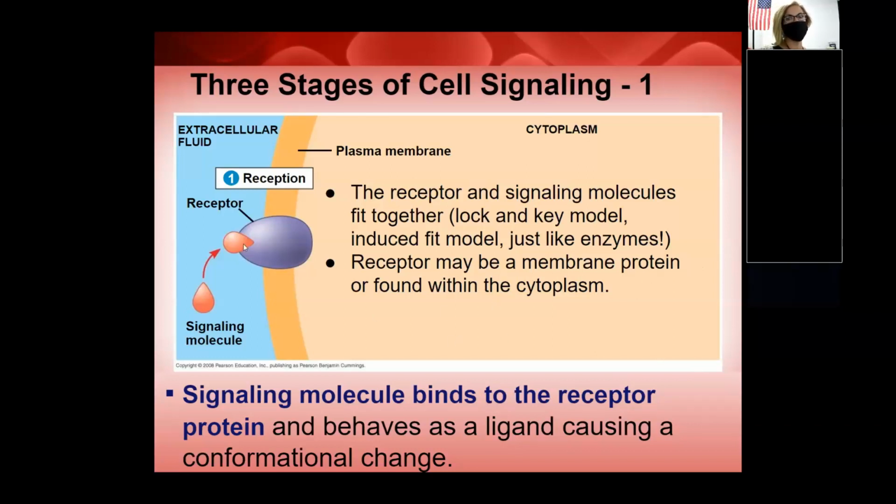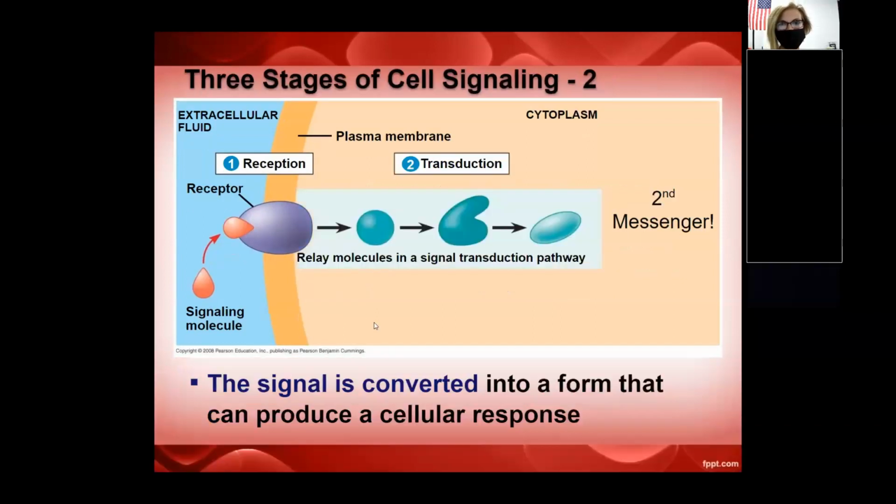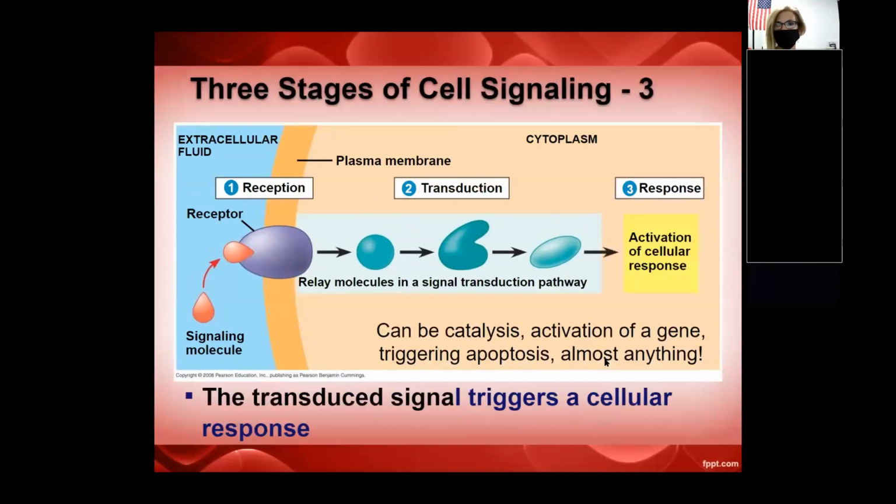So this ligand serves to cause a conformational change. Remember, we talked about allosteric interactions where it might bind and change the shape of a protein, and then the protein no longer fits its substrate. But in this case, it's changing it to cause a reaction. Puts it into an active form, basically. And the active form is part of this signal transduction pathway. You can refer to that secondary messenger, which is that G protein. So the signal is converted into a form that can produce a cellular response, and that is the signaling piece.